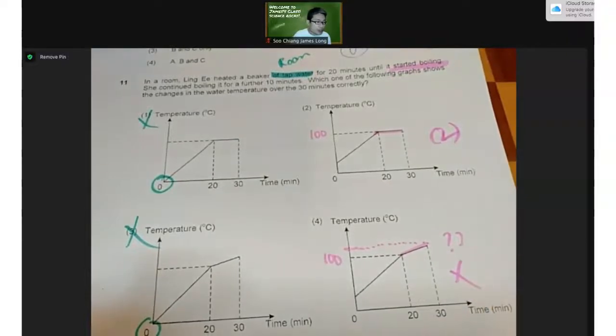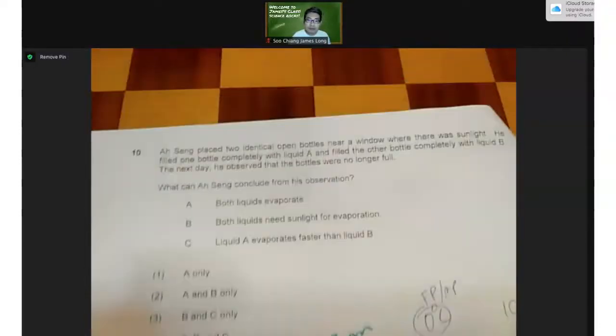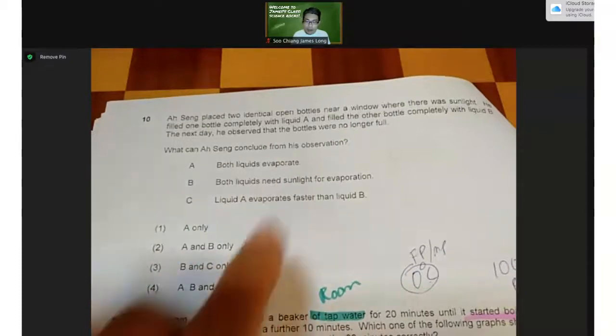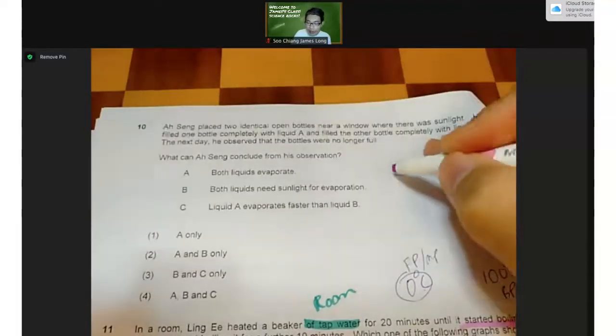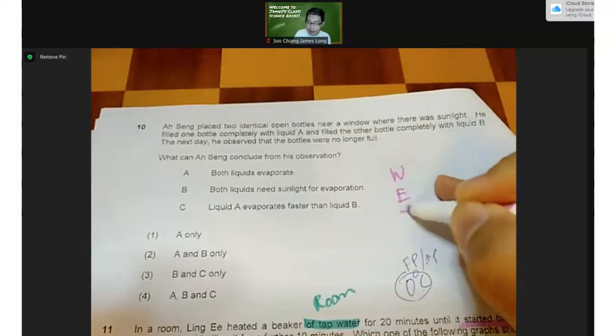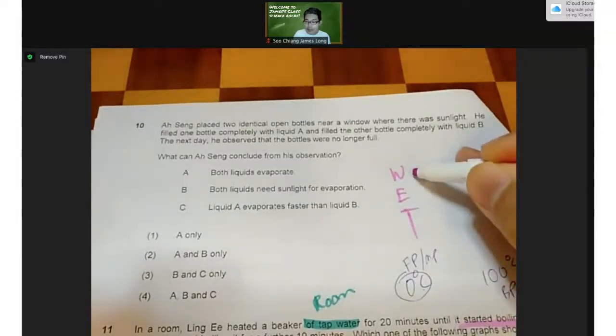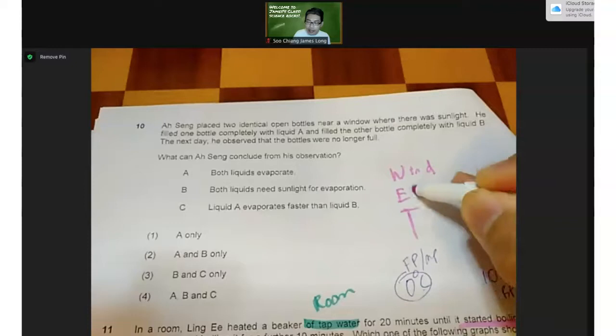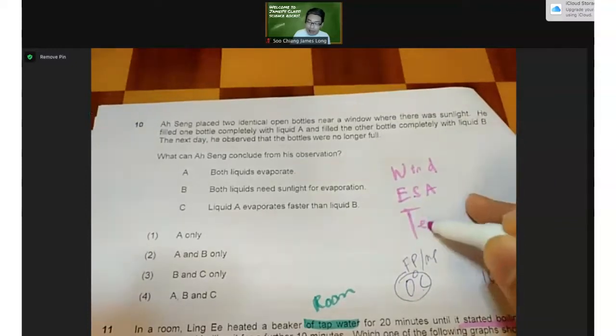Let's go to the next question. Question 10. Saying, place 2 identical open bottles near a window. When I see water in bottles near windows, I think of rate of evaporation. There are 3 factors that affect the rate of evaporation. I remember it by saying WET. WET stands for wind, exposed surface area, and temperature.